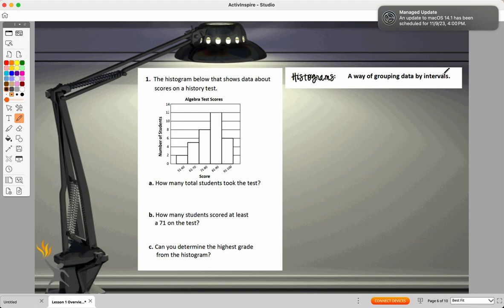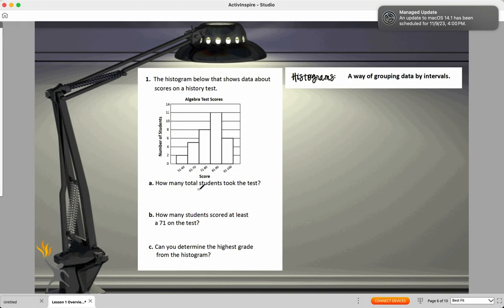An interval group is just a space of data. How many students took the test? Well, to do that, you just have to add everything up. So 2, 4 students, 8 students, 12 students, and then down here 6 more. So 2, 4, 6, 8. That gives me 32 students took the test. How many students scored at least a 71? We don't know what they scored in this range, but we know it's at least 71. So 8, 12, 26 students.